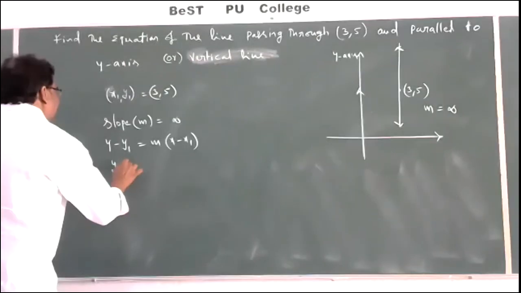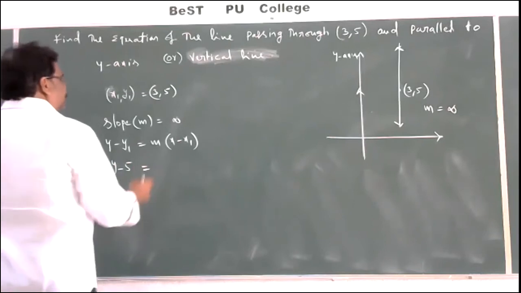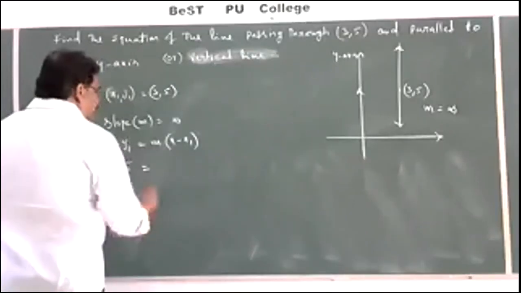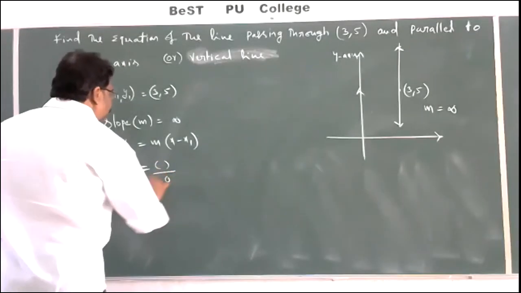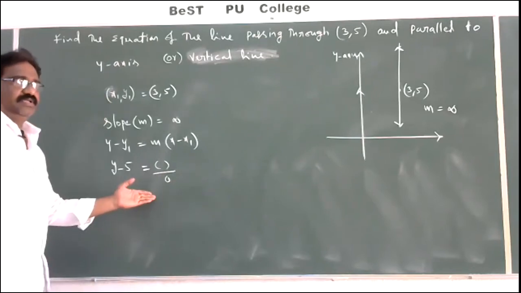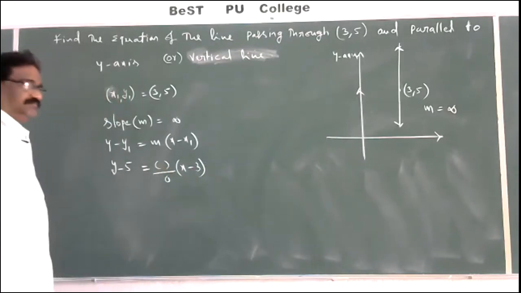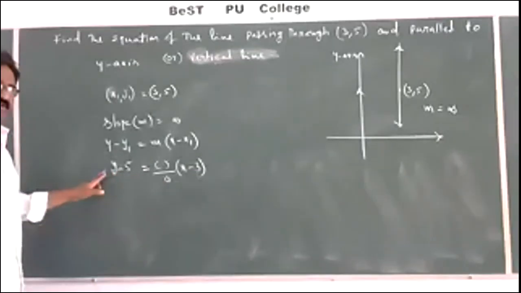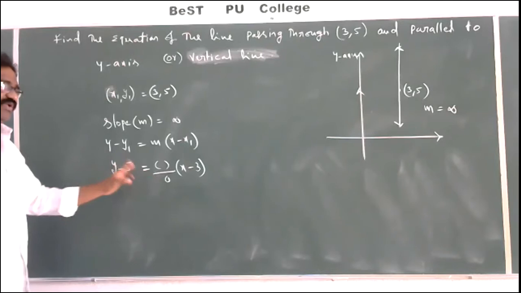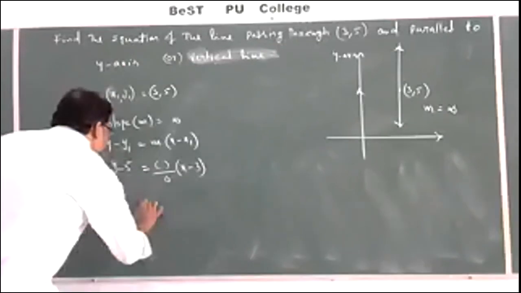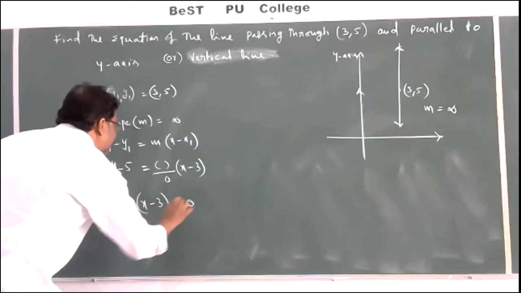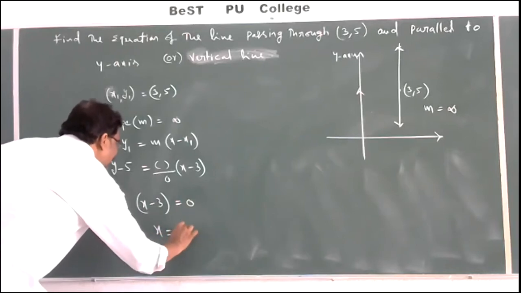That is, y minus 5 is equal to m. Infinity means something by 0, something by 0 into x minus 3. Then cross multiplication, 0 into this, you get 0. Then you get x minus 3 is equal to 0. That is, x is equal to 3.